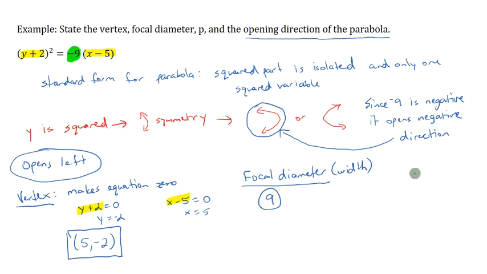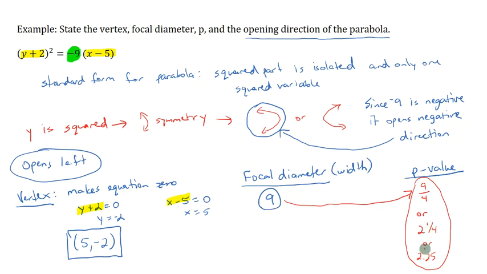That's our focal diameter. It's 9. Now we need to determine the p-value. Remember, the focal diameter is 4 times as big as the p-value. So if I know the focal diameter, I need to get my p-value, which is smaller. I take 9 and divide it by 4. There's lots of ways to write this. You could say 9/4 as a fraction, 2 1/4, or 2.25. Those are all perfectly fine. The last two might be better if you're graphing because it's easier to measure 2 1/4 than maybe 9/4. So that's how you determine your vertex, focal diameter, p, and the opening direction from an equation in standard form.